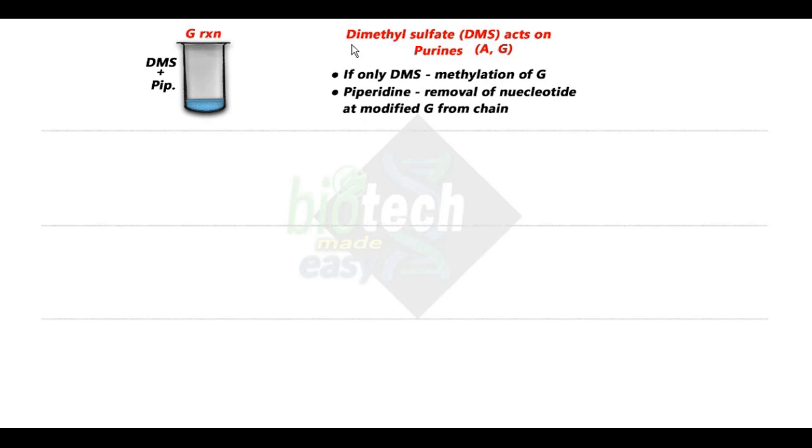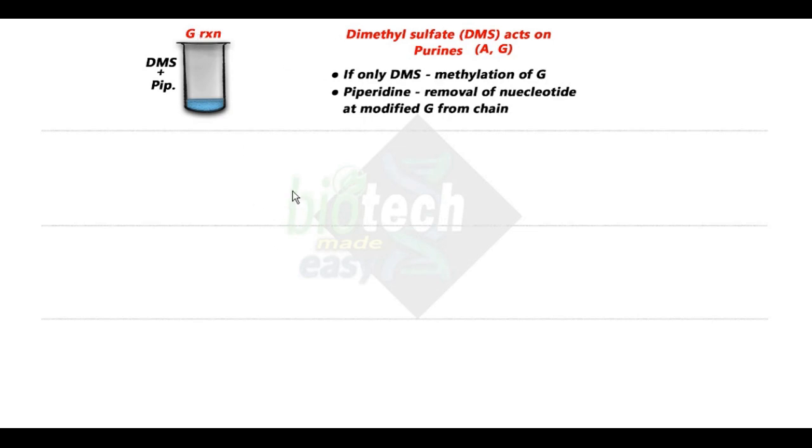So this dimethyl sulfate, commonly known as DMS, acts upon purines only. So it will act only on A or on G. Now if you use only DMS, then what it will do? It will modify G, and ultimately you will use piperidine. So at this point, because the modification has been done in G, the removal of the nucleotide will take place and the chain will be broken. So this is the first tube, and because we know that the chain has been broken at G, that's why it is known as the G reaction.